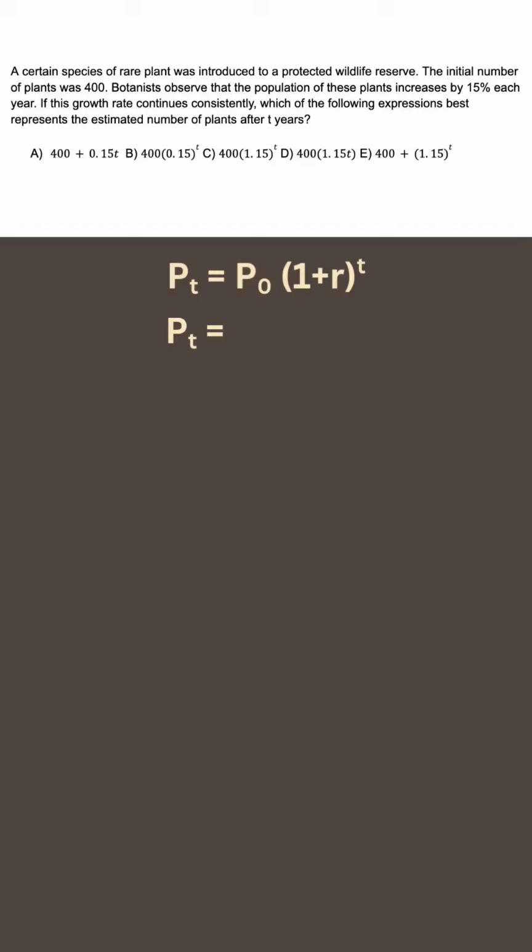So last time we already calculated our initial value p0 of 400. The rate is 0.15, so we have 1.15 for the growth factor. So the expression becomes 400 times 1.15 to the power of t. So now let's look at the answer choices. Which one matches? It looks like C is our winner.